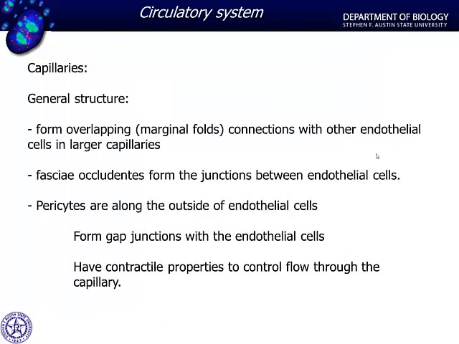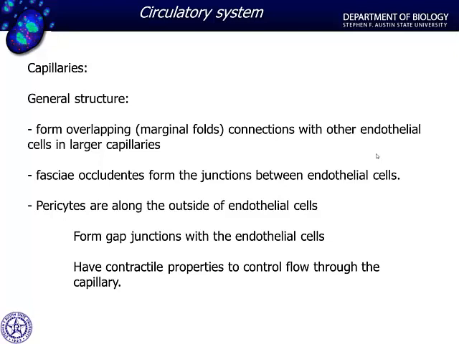Now, there are no smooth muscle cells that surround these capillaries. And in fact, these capillary endothelial cells, as they form these tubes, are going to have junctional complexes between one another, and the junctional complexes are going to be in the form of fascia occludens. This is similar to the zonula occludens we talked about with epithelial cells. These are going to be more like sheets rather than ribbons that really form this watertight barrier.